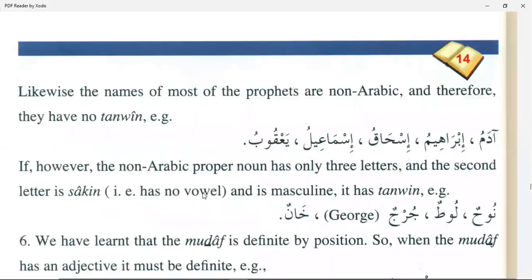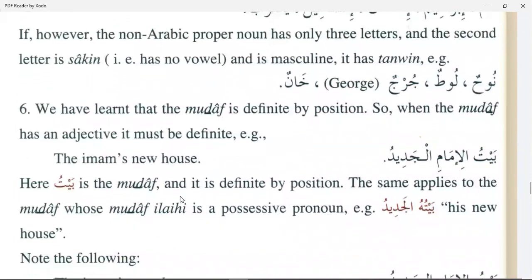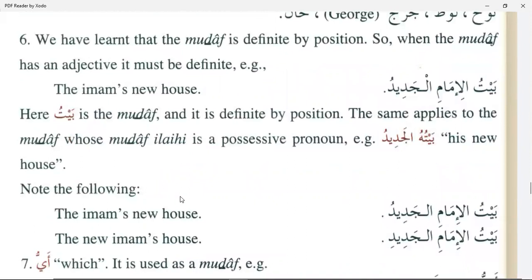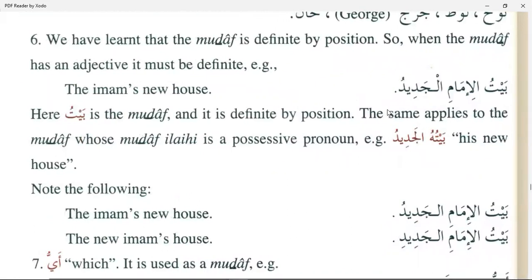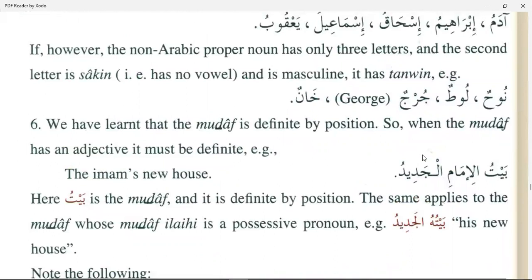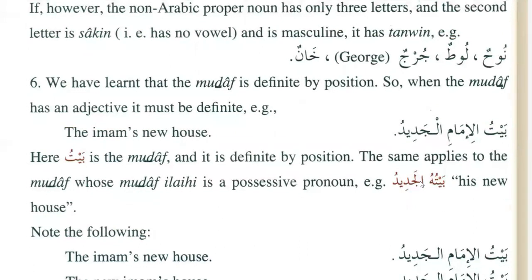So last time we stopped here, now we'll continue with point number 6. Here they are telling you that the khabar of a mudaf is marifa, because mudaf is always marifa, so its khabar will be marifa. It should have the alif lam sign. So Ms. Amin Abdi Hassan, read the point number 6.